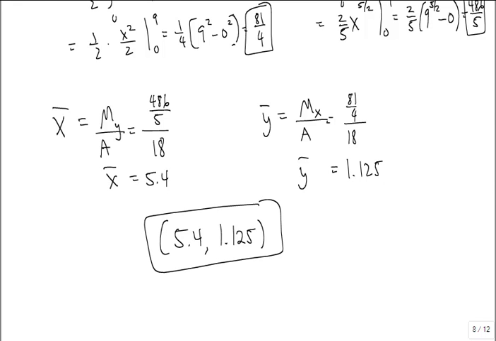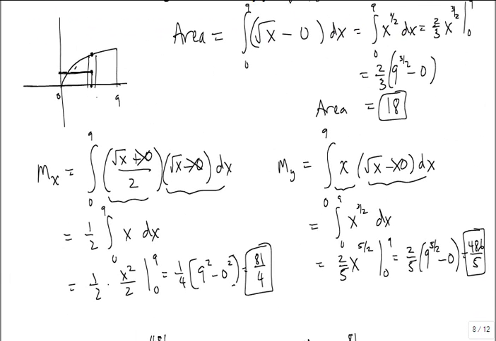And just to double check and visualize that that looks about right, we've got 5.4, would be somewhere right around here, and then this is only going as high as 3 up here, so 1 looks like it would be right about there. So where I had my first dot was right about where that center of mass ended up being. So that point right there is 5.4, comma 1.125. Okay, let's try another one.